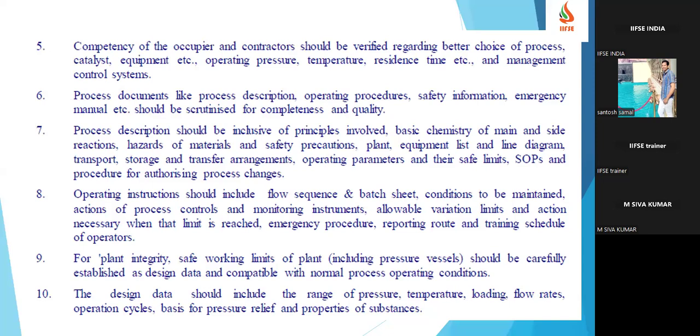Then operating instructions should include flow sequence and also the batch sheet, the conditions to be maintained. Then action of the process controls and monitoring instruments, allowable variation limits, and also the action necessary when the limit is reached, emergency procedures, and reporting route, and also the training schedule of the operators. So operator instruction should have flow sequence.